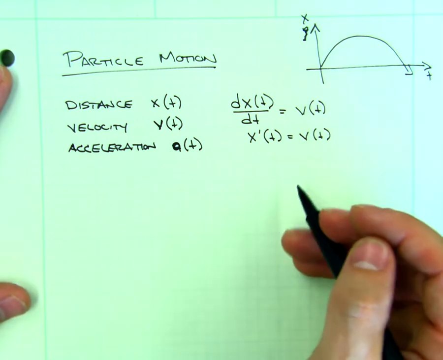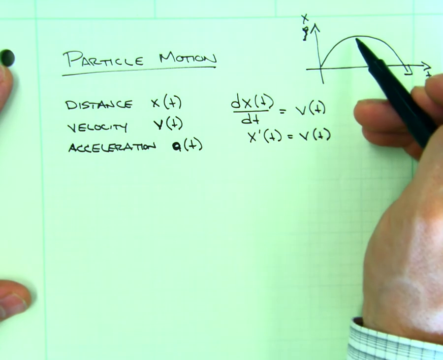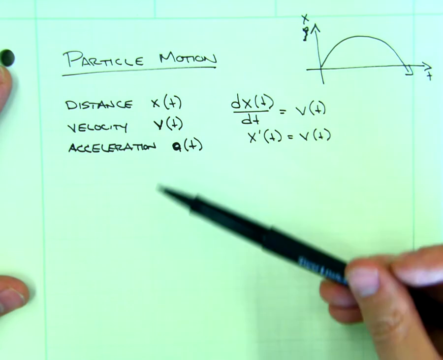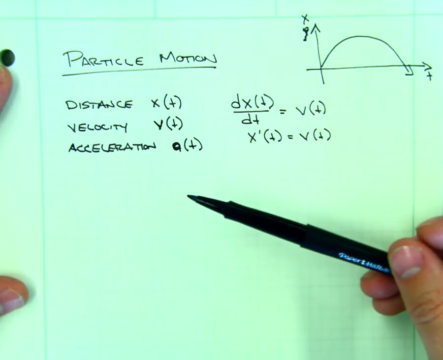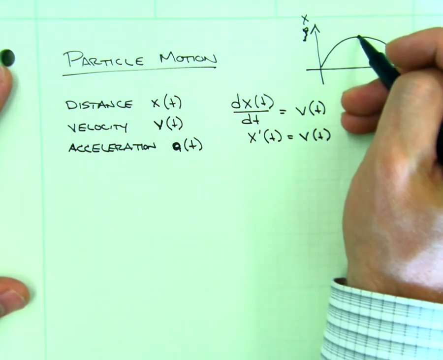The velocity function is really important, right? You need to know when the ball, for example, has zero velocity. If I throw a ball up in the air and then it comes back down, there's going to be a point where it's going to have zero velocity, and that's going to be at the very peak. So if I take the derivative of this function, right?